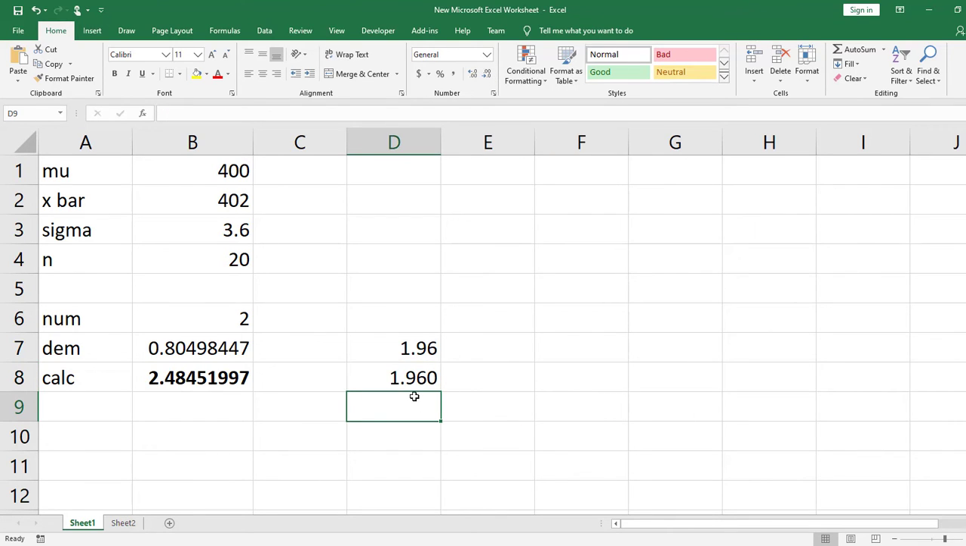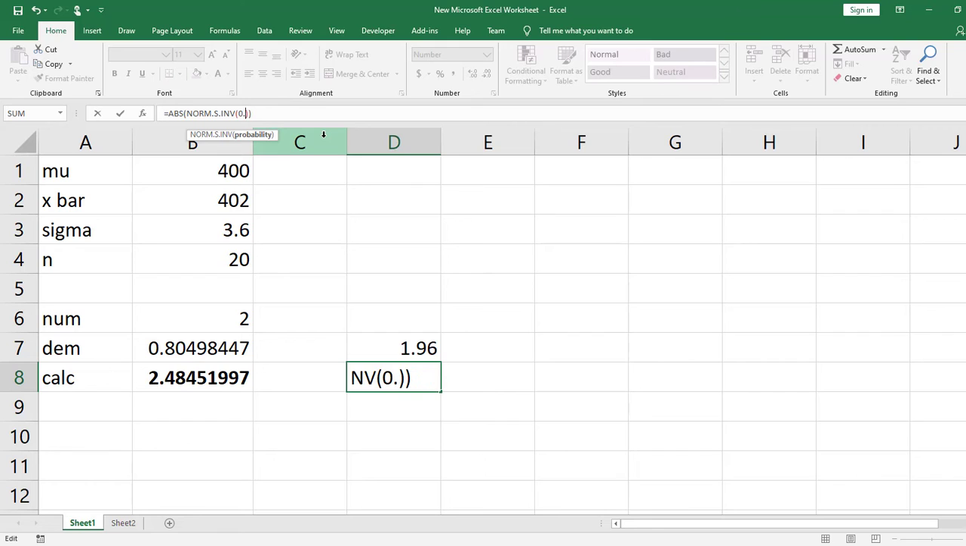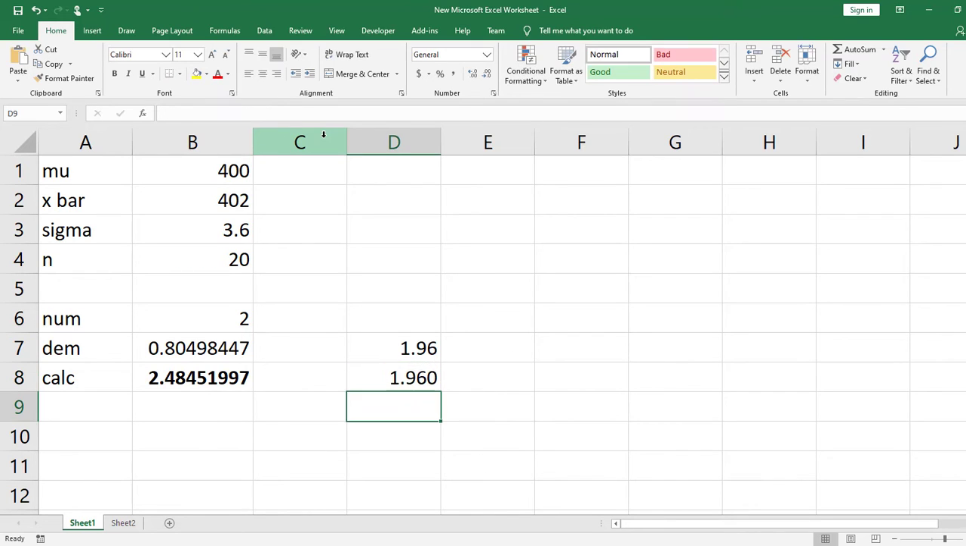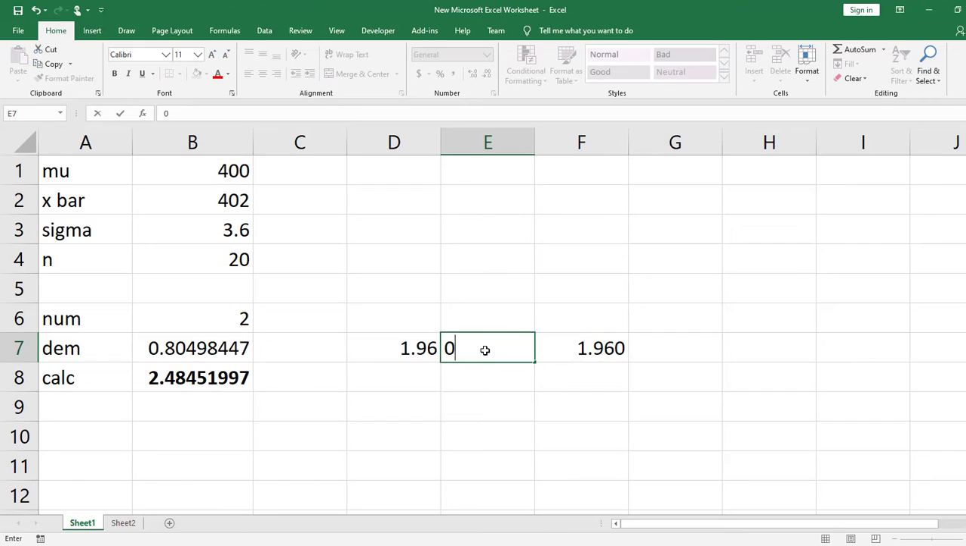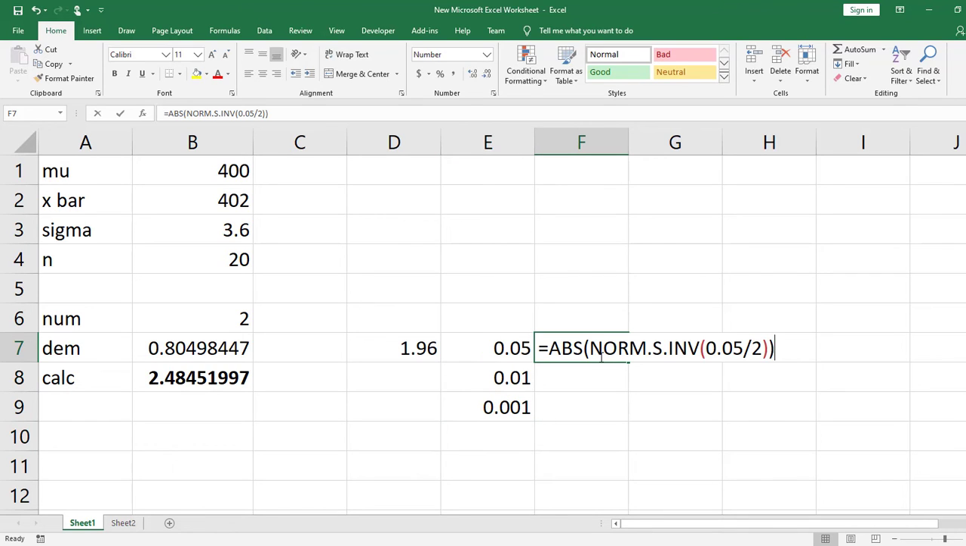So if you ever want to know what a critical value is, you can just put it in. In fact, if you didn't want to do that math, you could have done 0.05 divided by 2. In fact, we could even do the whole thing. So this is 95% because this is the alpha. And then we can just reference. There we go. There are the critical values.